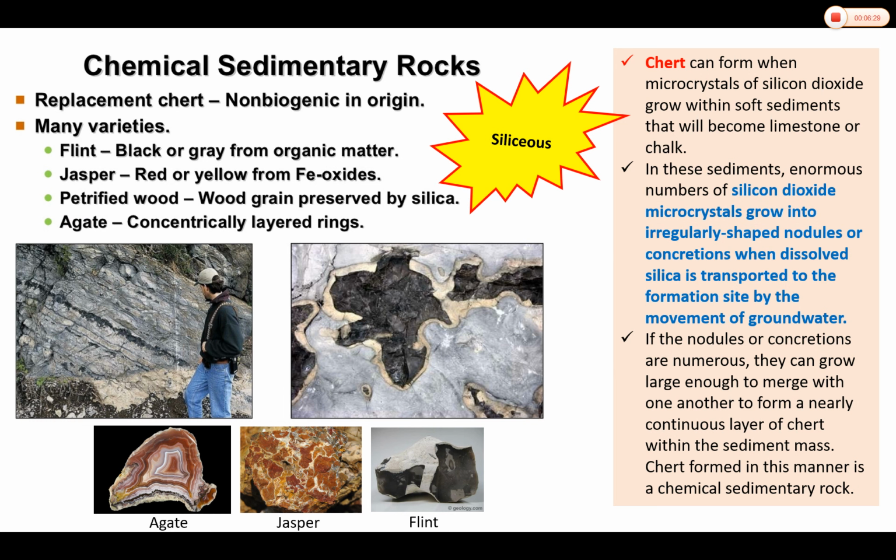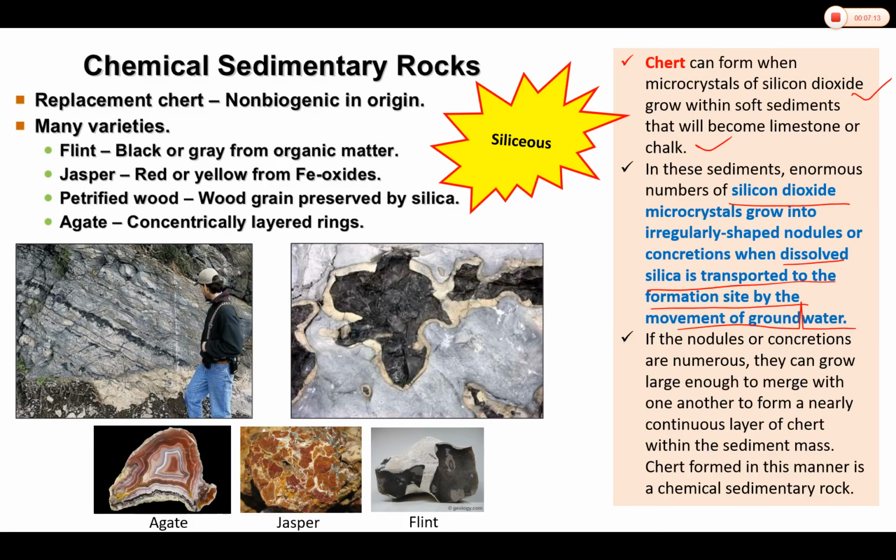And the last one for the chemical sedimentary rock, we call it siliceous. It comes from silica. They grow within soft sediment that will become limestone and chalk. They have the element of silicon. The dissolved silica is transported to the formation site by the movement of groundwater. So there is a chemical reaction between silica and the groundwater, and it becomes a chemical sedimentary rock.